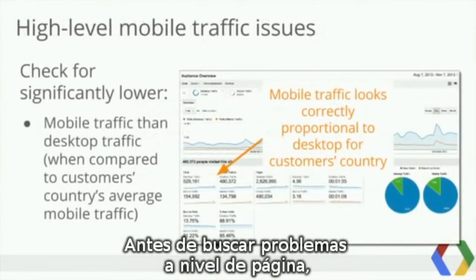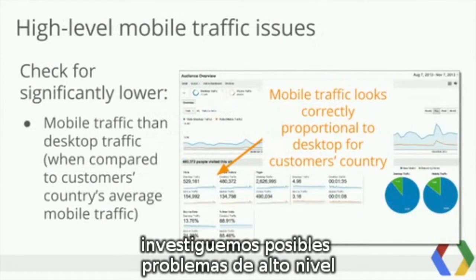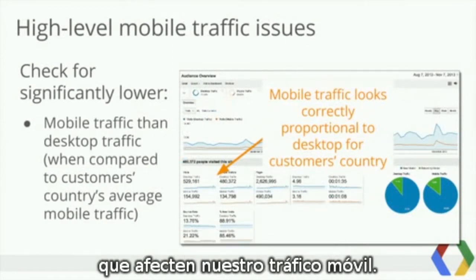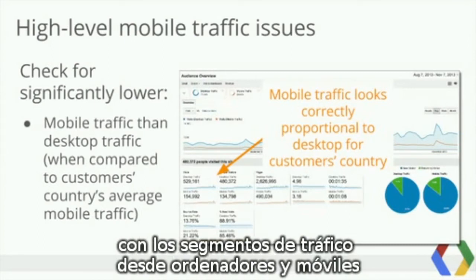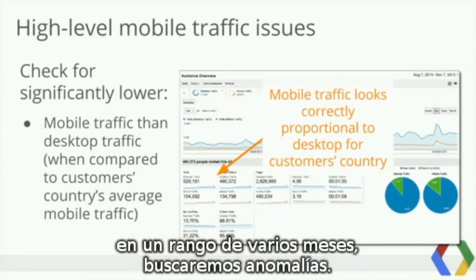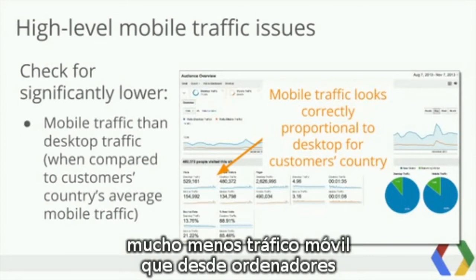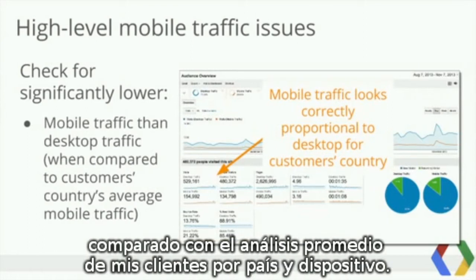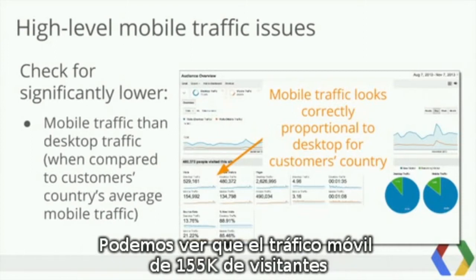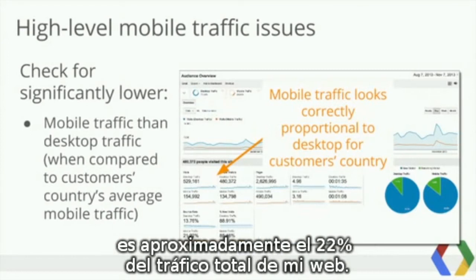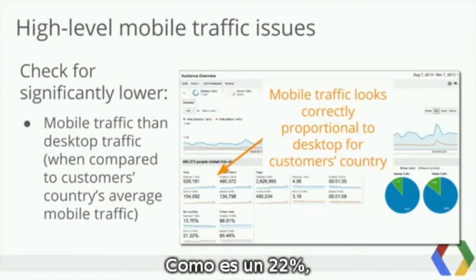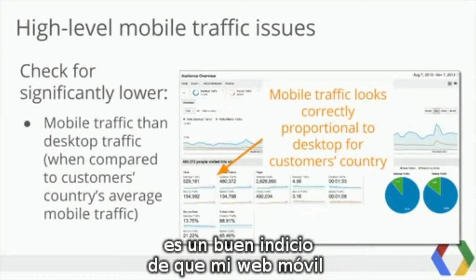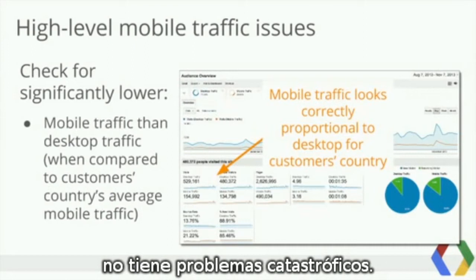Before looking for page-level issues, let's investigate potential high-level issues affecting all of our mobile traffic. In the audience overview, with the desktop and mobile traffic segments set to a date range of several months, we'll look for anomalies. Anomalies may be significantly lower mobile traffic than desktop traffic when compared to my customer's country's average breakdown by device. We can see that the mobile traffic of 155K visitors is about 22% of the overall traffic to my site. Because it's at 22%, that's one good sign that my mobile site isn't experiencing any catastrophic issues.